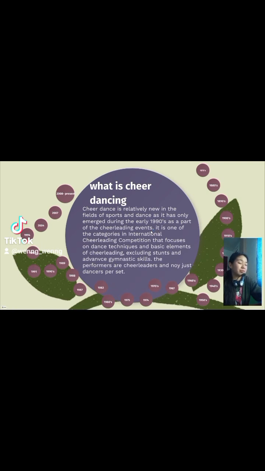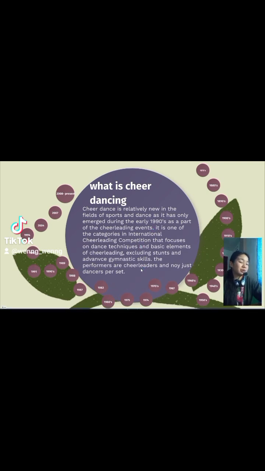So how is cheer dance related to sports dance? Of course, like I said earlier during our intrams, we support our players from the different fields or games through cheering and movement or dancing. So it is one of the categories of international cheerleading competition.